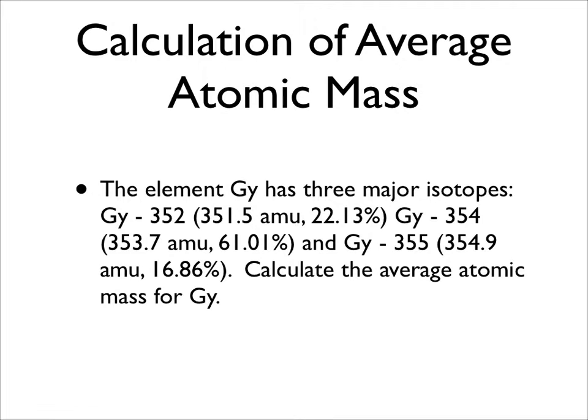So let's work through an example of how to calculate the average atomic mass for my favorite element, gymnasium. Okay, this is obviously a fictional element, but gymnasium has three major isotopes. Gymnasium-352, which has a mass of 351.5 AMUs and an abundance of 22.13%.